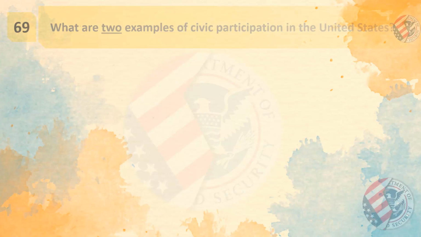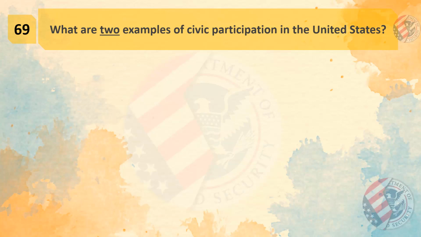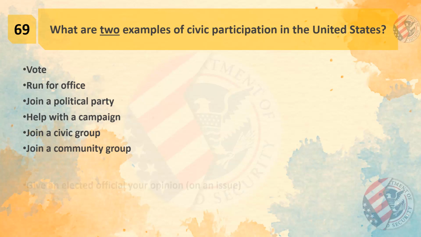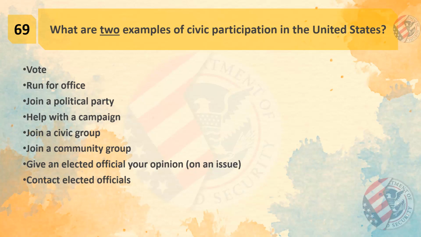What are two examples of civic participation in the United States? Vote. Run for office. Join a political party. Help with a campaign. Join a civic group. Join a community group. Give an elected official your opinion on an issue. Contact elected officials. Support or oppose an issue or policy. Write to a newspaper.